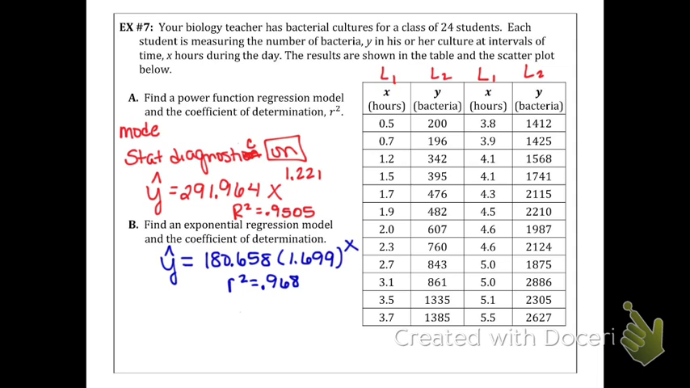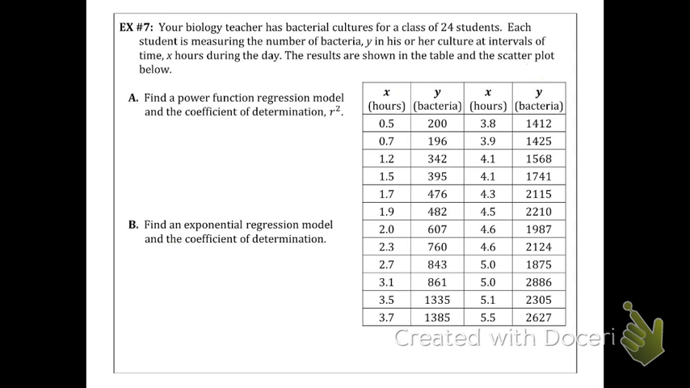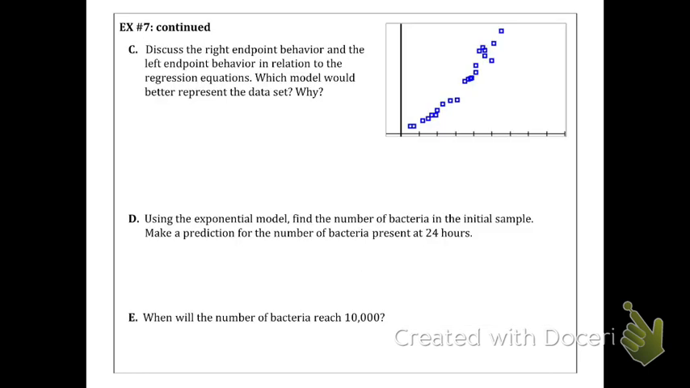All right, so on C. Oops, wrong button. All right, C says discuss the right end point behavior and the left end point behavior in relation to the regression equations. Which model better represents the data set and why? All right, so if you will go and turn on your stat plot, we're just going to look at the data. So make sure that your X list is your L1 and your Y list is your L2, okay? We're not doing the residual plot, we're doing the data plot.